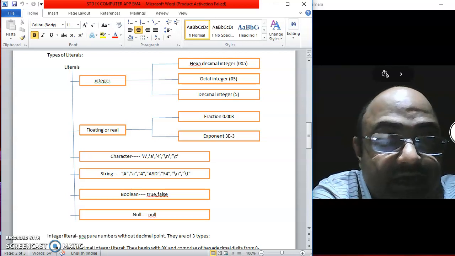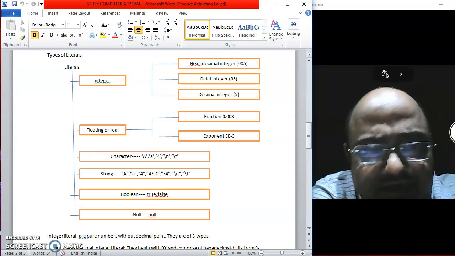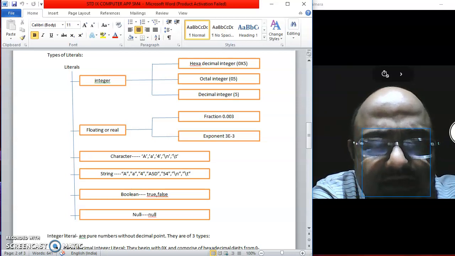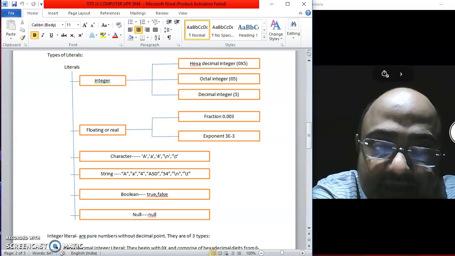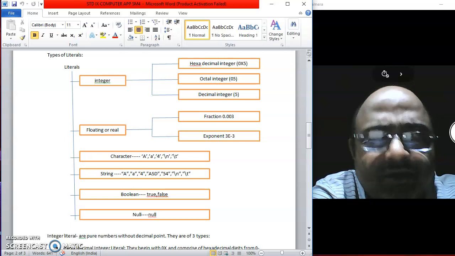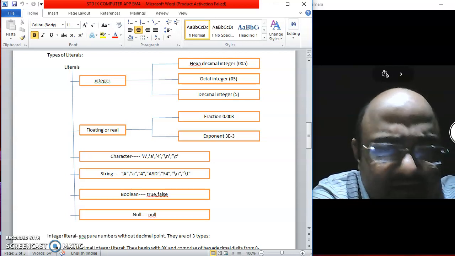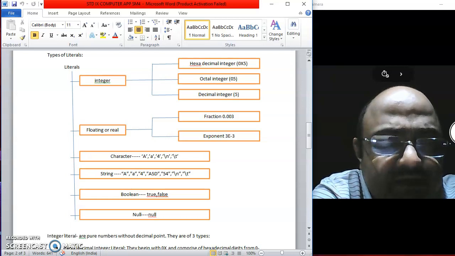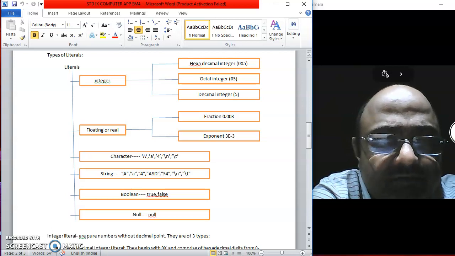Now what comes after F? Again, many of you might be thinking. So after F, again it starts from 10, 11, 12, 13, 14, 15, 16, 17, 18, 19, and then 1A, 1B, 1C, 1D, 1E, 1F, then again 20, 21, 22, and so on. So all these numbers which are in hexadecimal, they are generally used for memory addressing. And if I am taking a number in hexadecimal, then it will come into the category of integer literals.